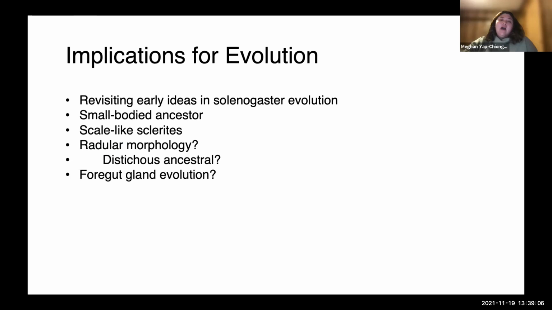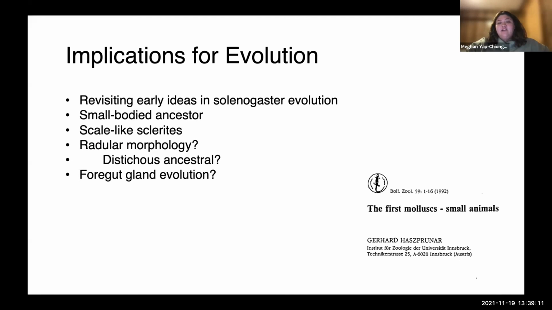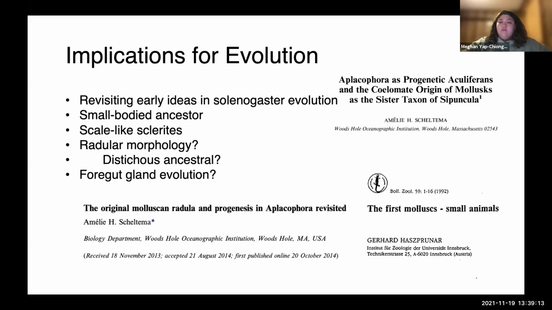And so finally, these are the implications for evolution. We're starting to revisit earlier ideas in Solenogaster evolution, where people were discussing that the first mollusks might be small animals, which we know now were something more of a chiton-like ancestor was the ancestor of Aplacophora. However, there is still evidence that Solenogasters evolved from a small-like ancestor. So we have a small-bodied ancestor with these scale-like sclerites, and we would like to look further into radular morphology and foregut gland evolution, but we need to do that with a full ancestral state reconstruction.